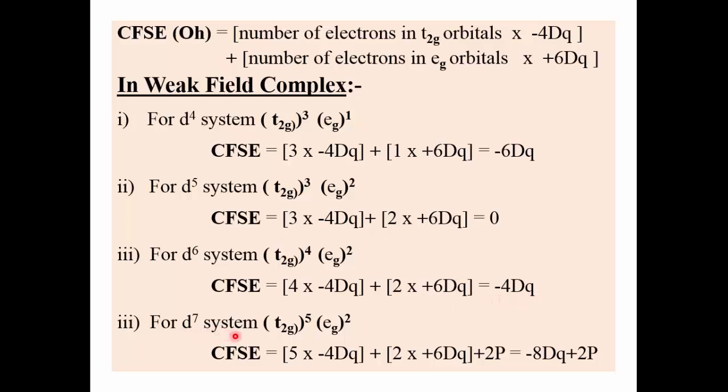Similarly for the d7 system, 5 electrons enter the t2g orbital while 2 electrons enter the eg orbital. This is the electronic configuration. So 5 into minus 4 Dq plus 2 electrons in the eg orbital, its energy is plus 6 Dq, plus 2 electrons are paired, 2P. Therefore minus 20 Dq plus 12 Dq becomes minus 8 Dq plus 2P. This is about the calculation of CFSE for d4, d5, d6, d7 systems in weak field complexes.